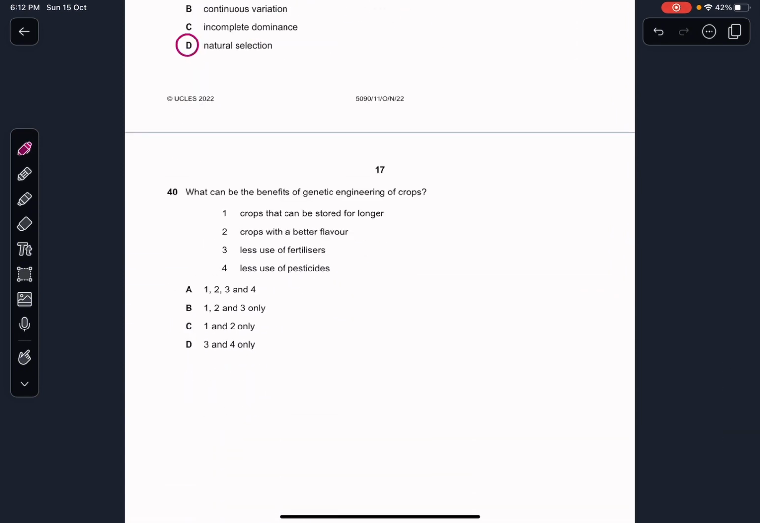What can be the benefits of genetic engineering of crops? Crops that can be stored for longer. Yes. Crops with a better flavor. We can do that. Use of less fertilizers. Obviously. Less use of pesticides. Yes. So all of these are correct. So the answer is going to be A.